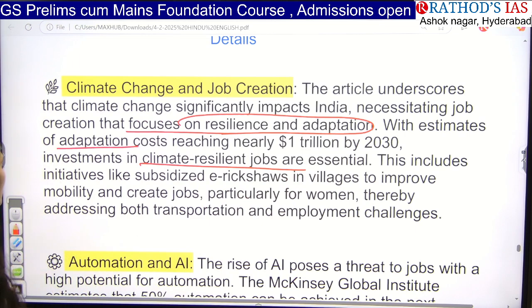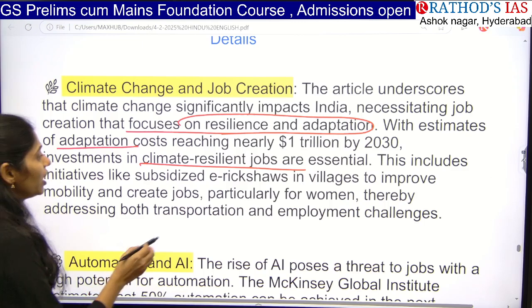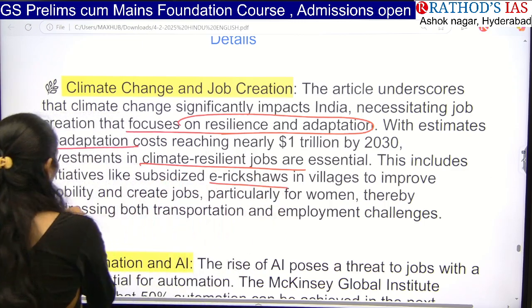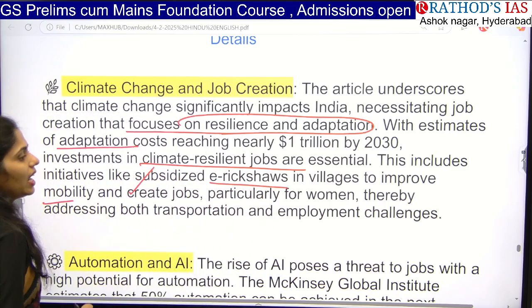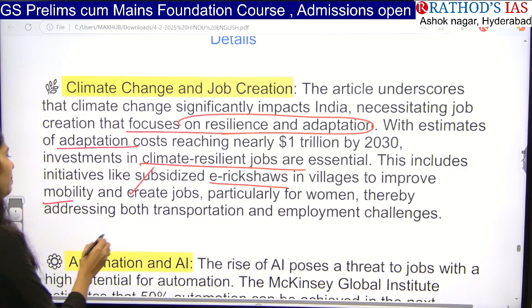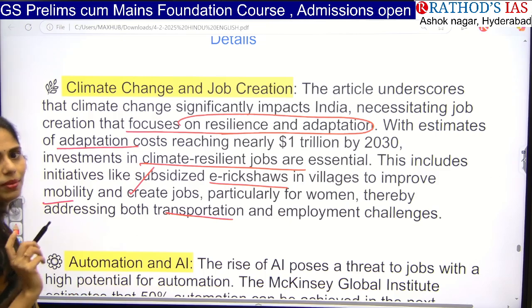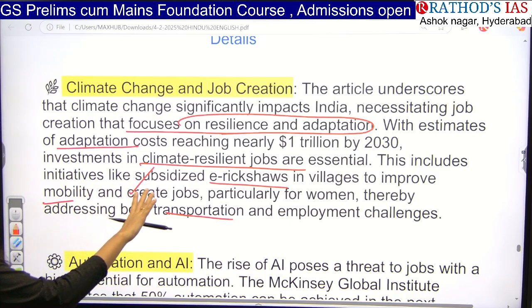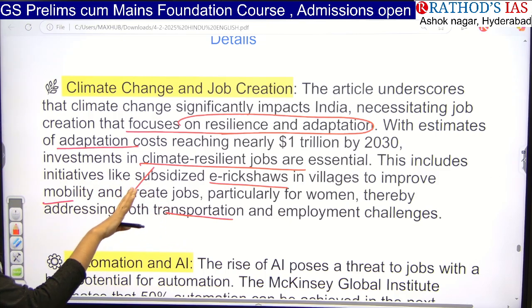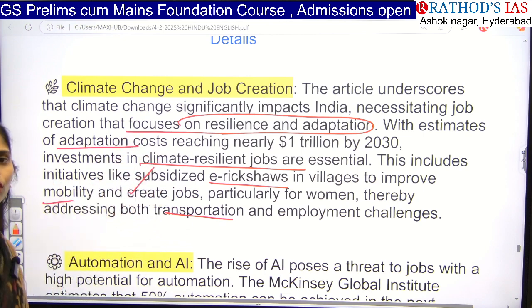And the next one is we can go for subsidizing e-rickshaws in villages to improve mobility, and we can create jobs there, particularly for women, thereby addressing both transportation and employment challenges. So we can go for climate resilient options like using e-rickshaws in rural areas. We can create jobs, promote women empowerment, and address transportation issues. This is the first idea.